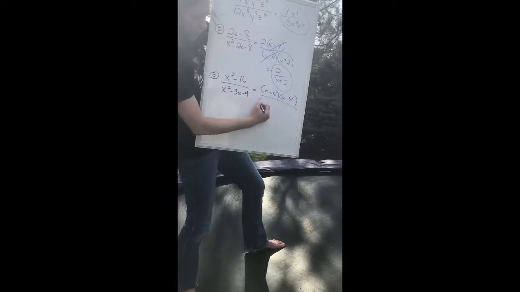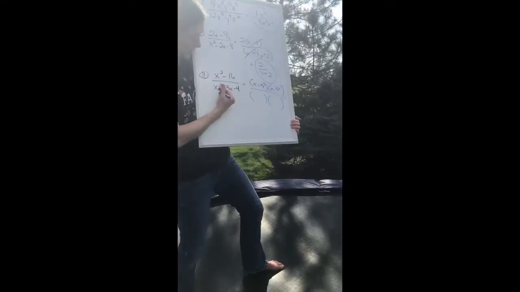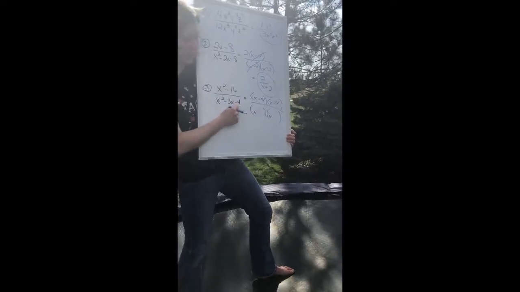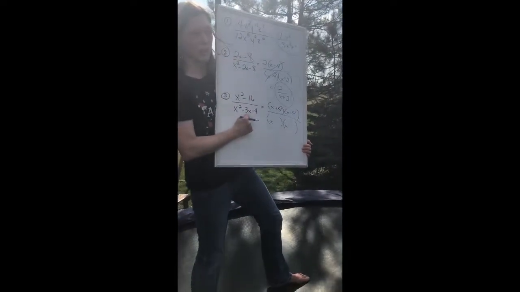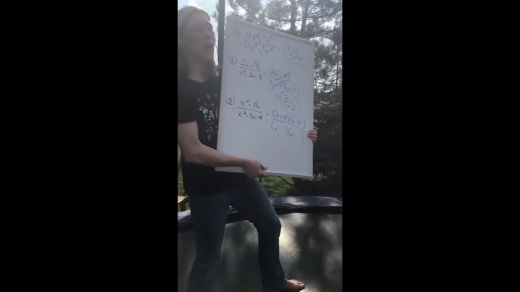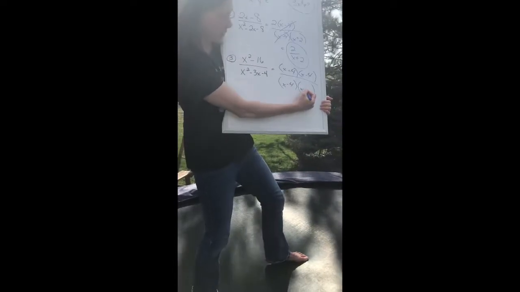And on the bottom, we've got another 2 sets of parentheses. We've got x and x. And 2 numbers that multiply to be negative 4 that also add up to be negative 3. Oh, yep, that's it. Minus 4 and plus 1.